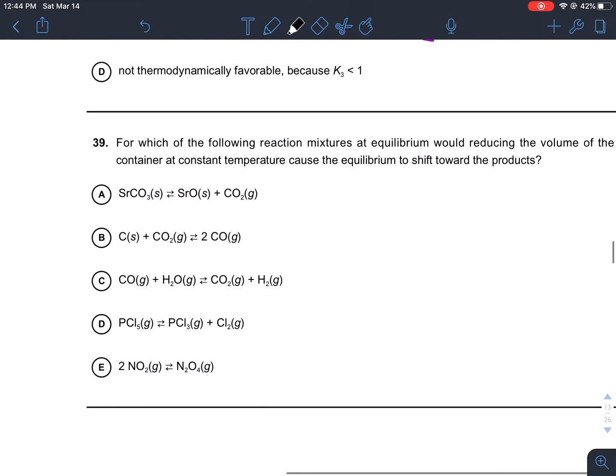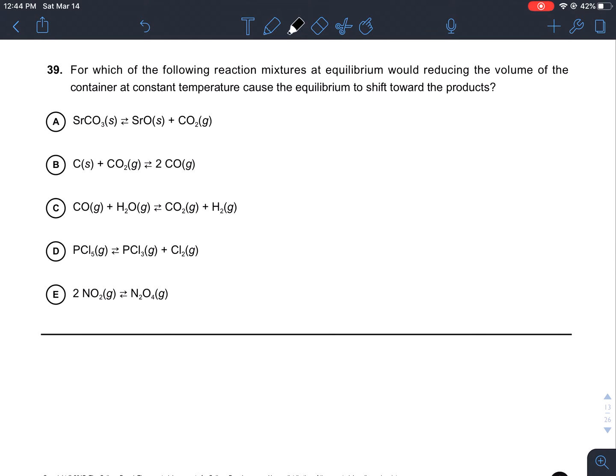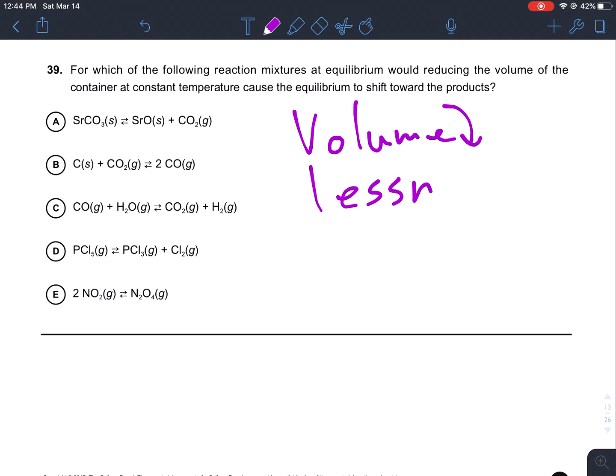All right, number 39. Which of the following reaction mixtures at equilibrium would reduce the volume? Would reducing the volume of the container at a constant temperature cause the equilibrium to shift towards the products? Okay, so you've got to remember that if you decrease volume, you want to go to the side with fewer moles. So this guy over here has 1 mole and then 2 moles, so this would want to go left. This guy over here has 2 moles and 2 moles, so volume doesn't do anything to this one.